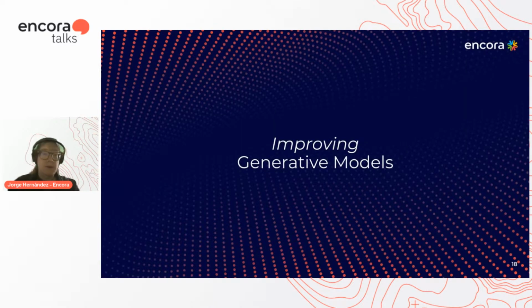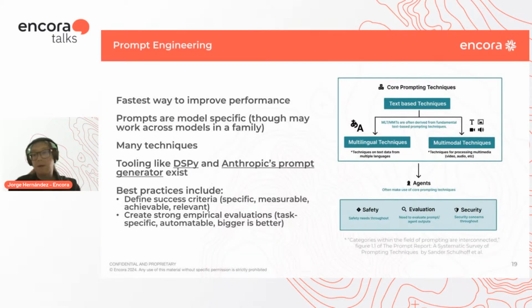So you've evaluated your model. Now what? How do you actually go around making it much better? So the first thing is, don't touch the model. Let's try prompt engineering. This is the fastest way to improve performance. It doesn't require tons of compute.